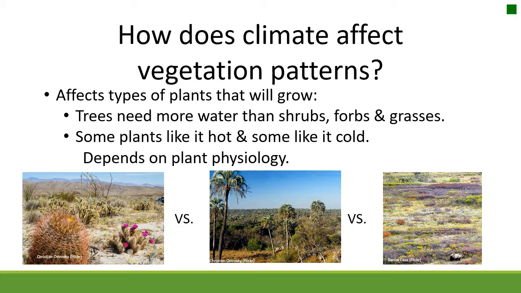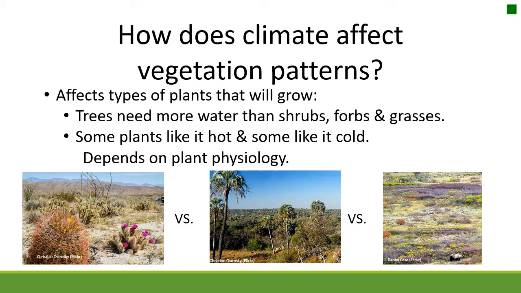It also affects which types of plants will grow. If we think about our different functional groups, trees versus shrubs versus forbs versus grasses, trees require a whole lot more water than forbs, shrubs, or grasses do. Shrubs require more water than forbs or grasses do. Our different functional groups all have different requirements when it comes to water. And then when it comes to temperature, it kind of depends on physiology.